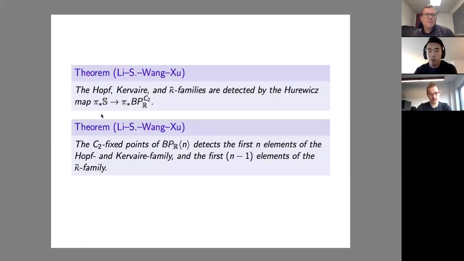And furthermore, Danny, what do you mean by kappa bar families? I'm going to define it in the next slide. Okay. So the families on the E2 page of the Adams spectral sequence. Okay, they're the G. Yeah.